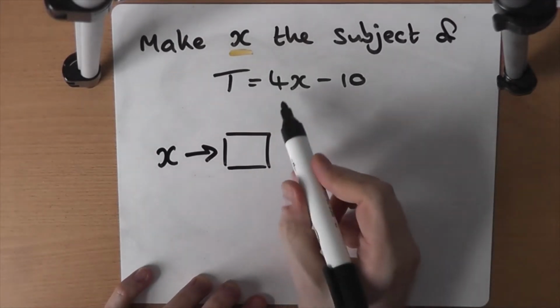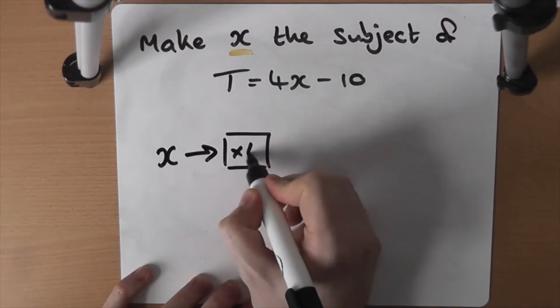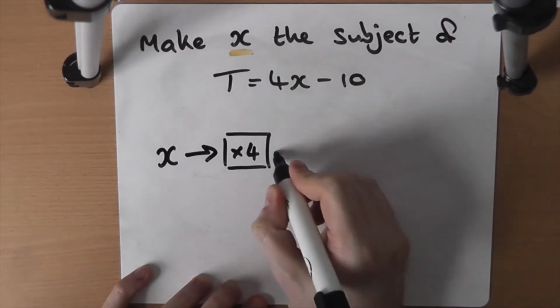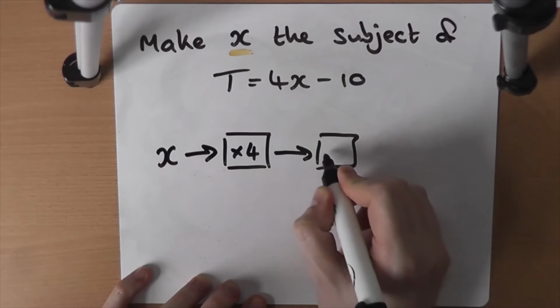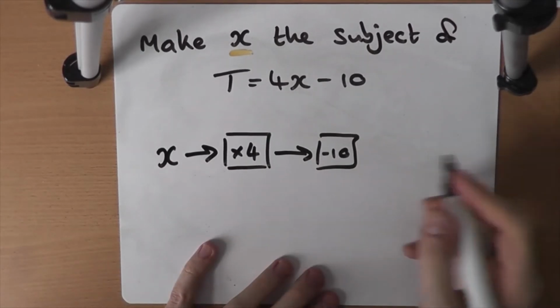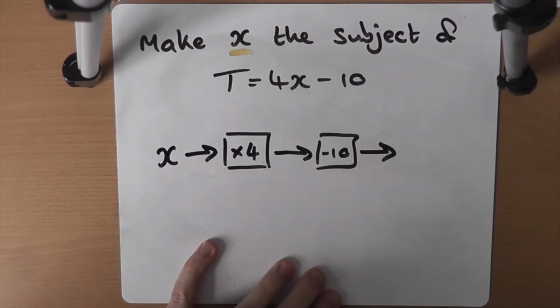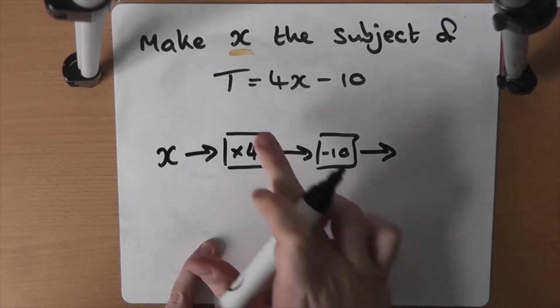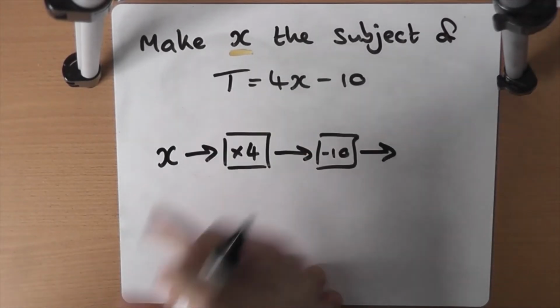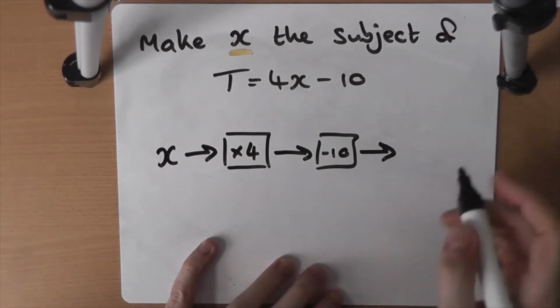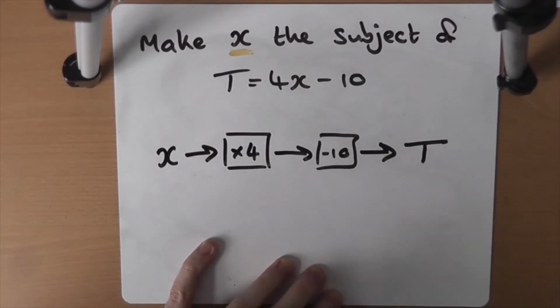So the first thing that happens to the x, it becomes a 4x. So it times it by 4. The second thing that happens, we take off the 10. And this time, rather than spit out a single numerical total, it spits out a whole range of totals. It spits out this quantity t, whatever that happens to be. So it doesn't spit out a number this time, it spits out another letter, a quantity, this idea of t.